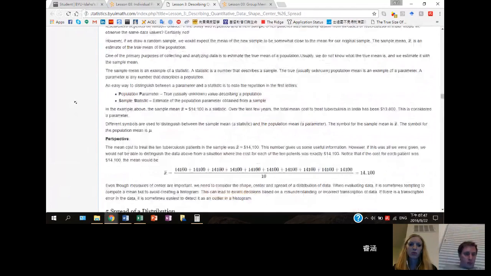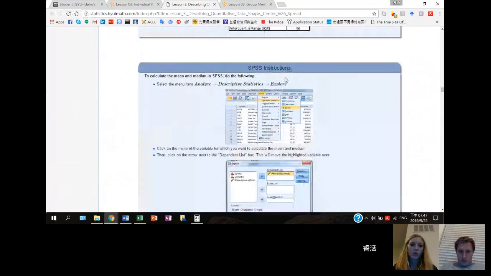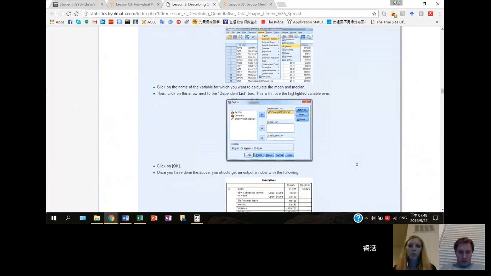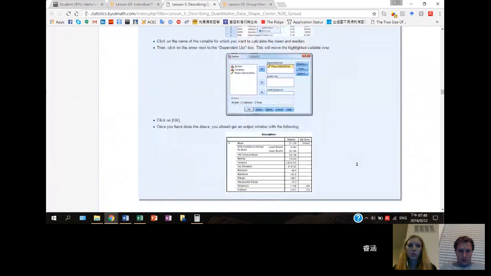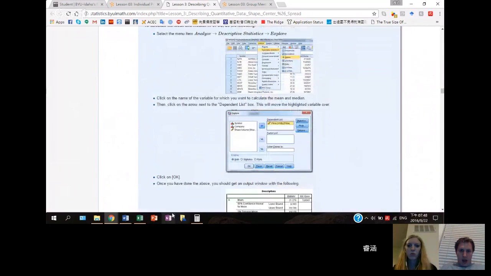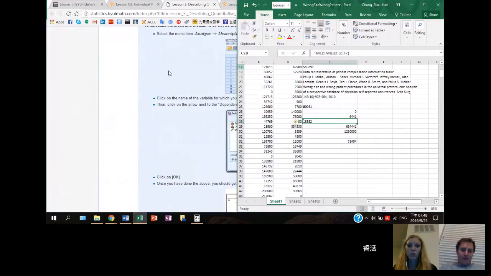The thing is, how do we do the, what is that, SPSS? To calculate the mean and the median, select menu, analyze, and then click on the names which you want to calculate the mean and median. Click on the arrow. Okay, let's try this, what they asked us to do. Where is analyze?